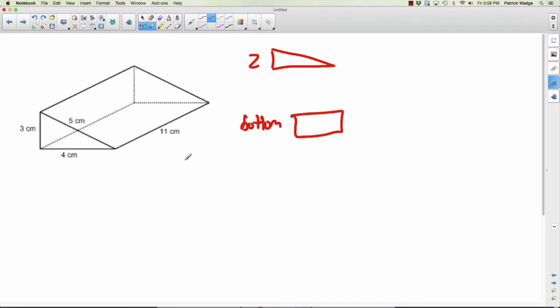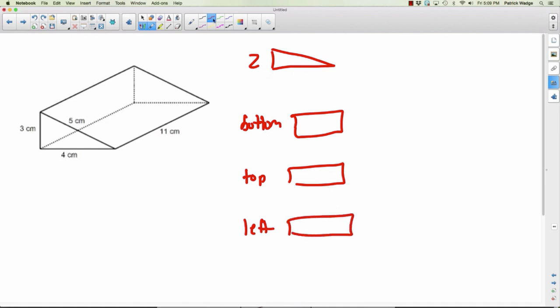Is that the same as any of the other ones? The bottom one's 4 by 11. How much is this top one here? Not 4 by 11, it's 5 by 11. How about the rectangle down here? That's 3 by 11. So no, none of them are equal. So we have to get the bottom rectangle, the top rectangle, and the, I guess, left rectangle.